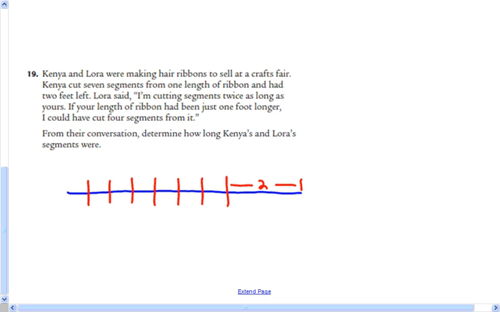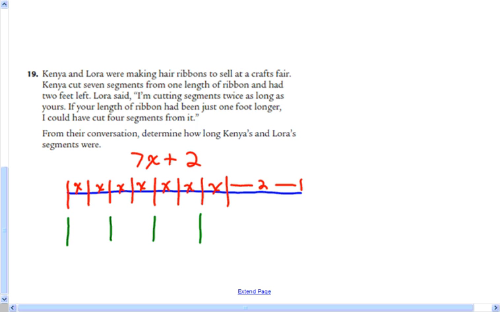And then let's call all of these lengths x. If you think about it, we can represent this drawing with an expression. We have x 7 times, and then plus an extra 2. Now Laura said, I'm cutting segments twice as long as yours. If your length of ribbon had been just 1 foot longer, I could have cut 4 segments from it. So each of hers are twice as long. So let's draw those up.